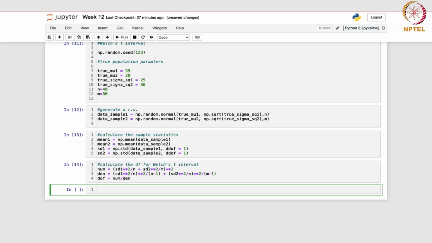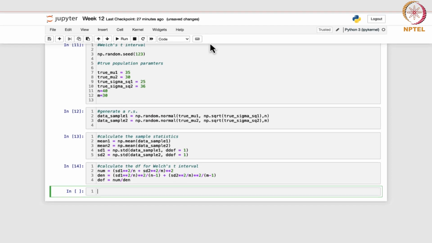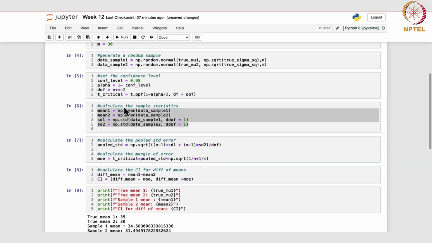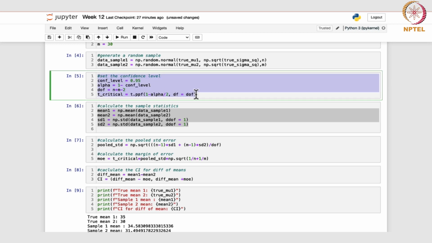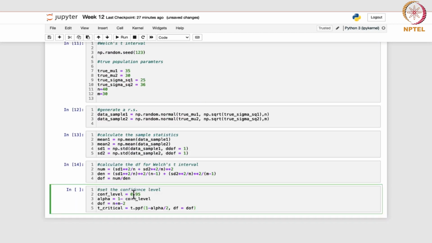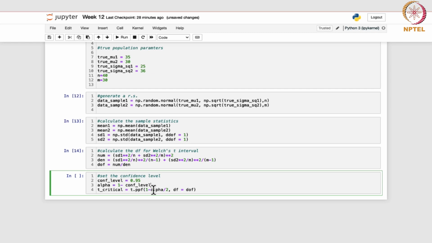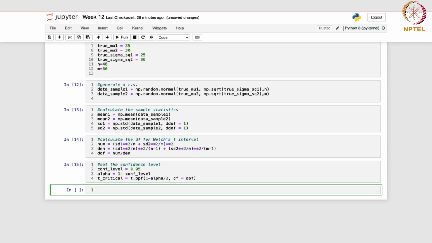Now we are ready to set the confidence level. So we can use the previous steps that we have defined, set the confidence level and the critical values and all those things. So the confidence level is again 0.95. Alpha is 1 minus confidence level. Degree of freedom we have already calculated above, because here it is not the same as n plus m minus 2, but rather it is defined in this input line 14 over here. And the t critical, again we will use this, it would be DOF, right? That is the same. Okay, now let us calculate the margin of error.